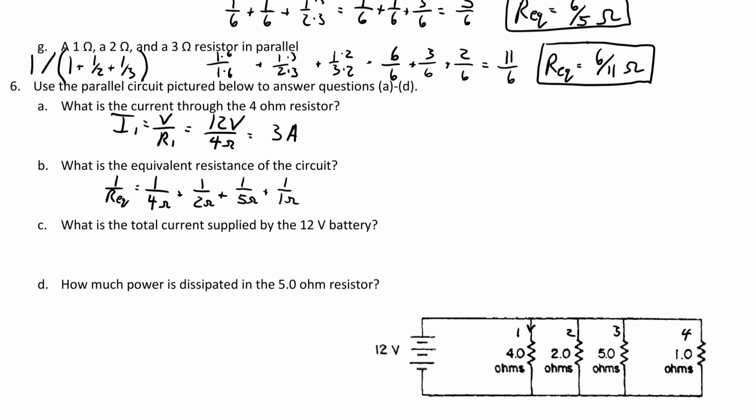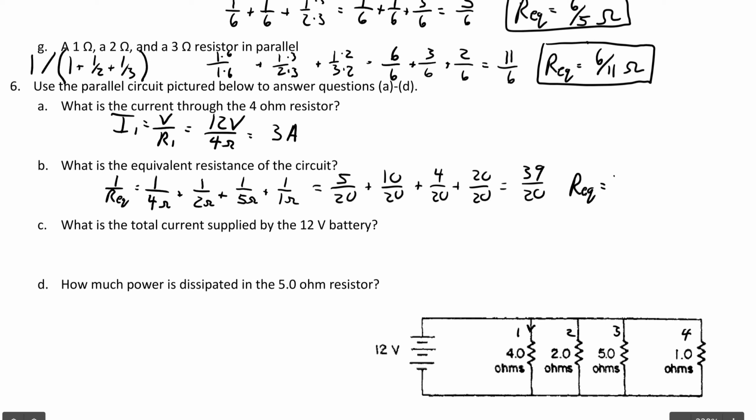But we could. What's the common denominator here? That's going to be 20. So to get 4 into 20, you have to multiply by 5. And to get 2 to 20, you have to multiply by 10. And to get 5 to 20, you have to multiply by 4. And to get 1 into 20, you have to multiply by 20. So what's 20 plus 5 plus 4? That's 29. So 39 over 20. And then REQ is equal to 20 divided by 39.